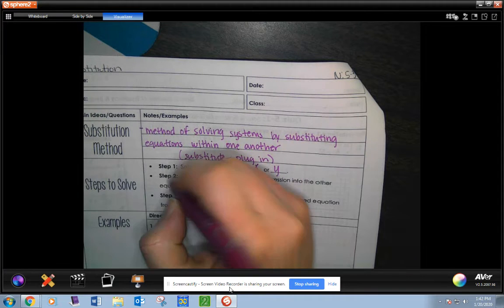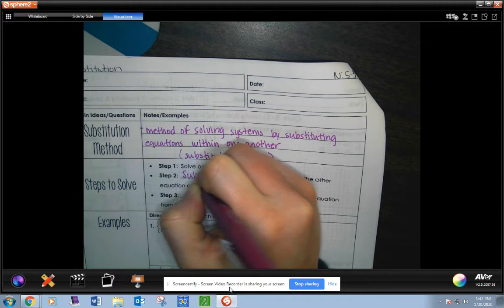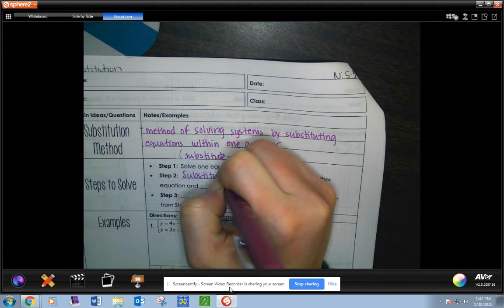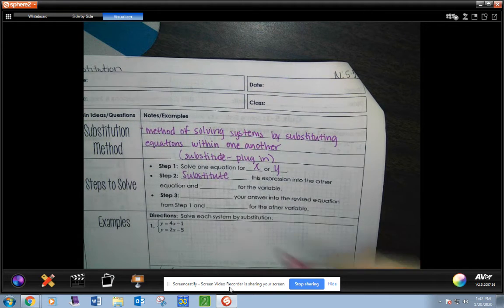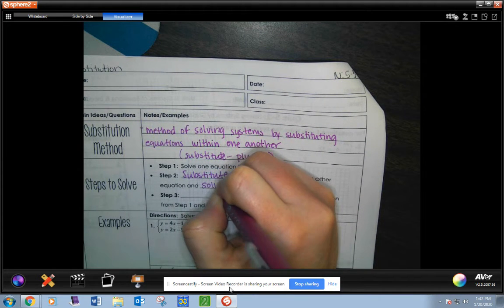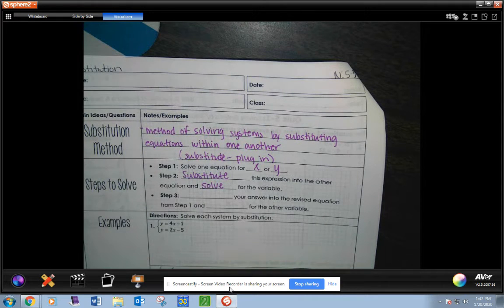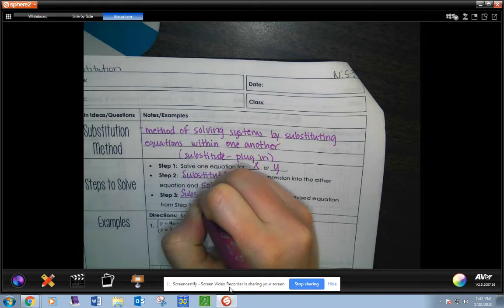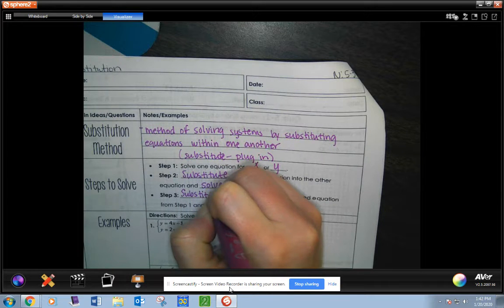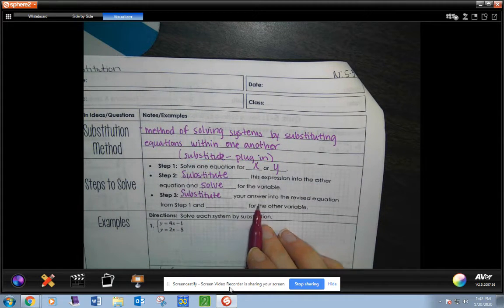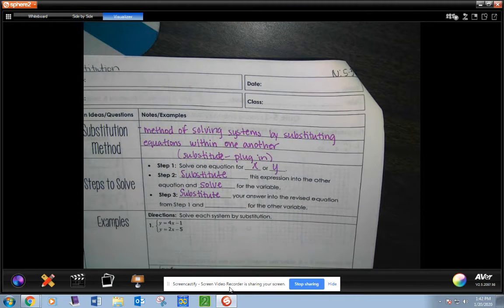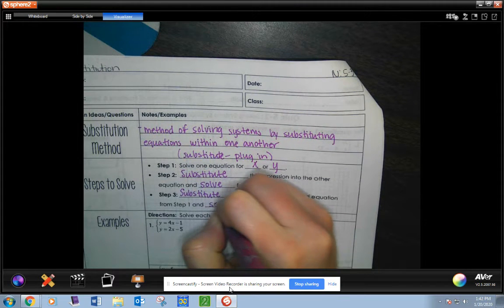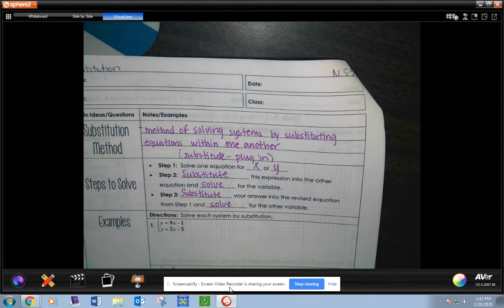After you solve for x or y, you're going to substitute. And remember, that just means plug in the expression to the other equation and solve for the variable, whatever letter you have left. And then you're going to, again, substitute. This is why it's called substitution. So plug in the answer you got into the revised equation from step 1 and solve for the other variable.